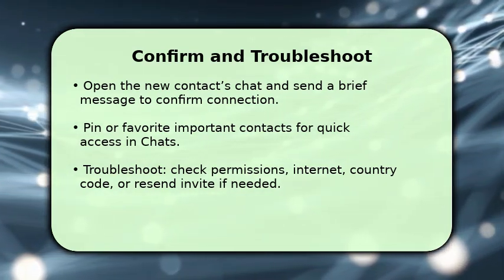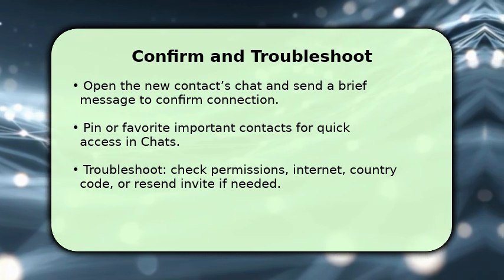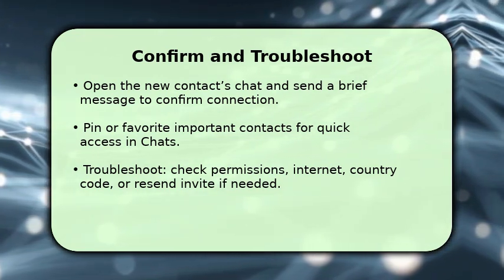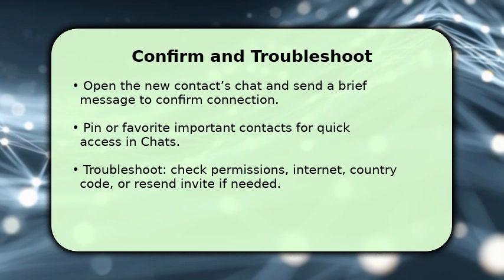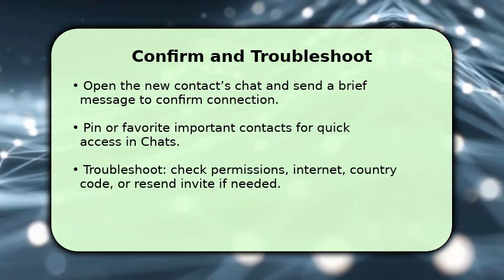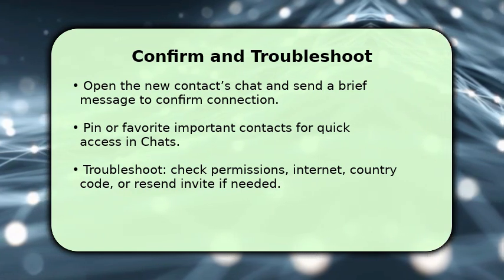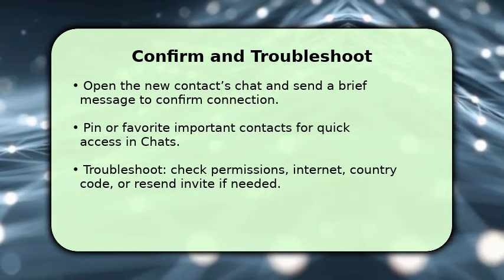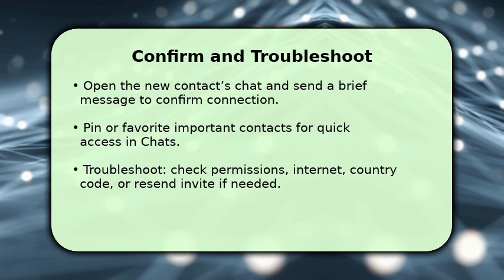Once confirmed, pin or favorite them for fast access and consider creating labels for groups. If messages fail, make sure Botim has contacts permissions, your network is working, and the number includes the correct country code. Then retry or resend the invite. If problems persist, restart the app.